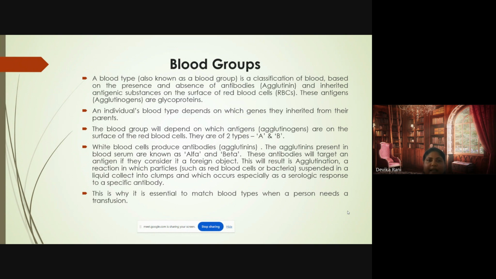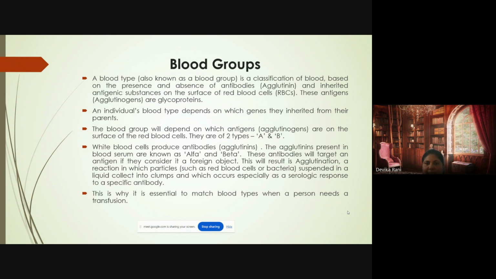These antigens, agglutinogens, are glycoproteins. An individual's blood type depends on which genes they inherit from their parents. So, your blood type will depend on what kind of genes you have inherited from your parents. Accordingly, those substances will be there in your RBCs. The blood group will depend on which antigens, agglutinogens, are on the surface of the red blood cells, and they are of two types, A and B.